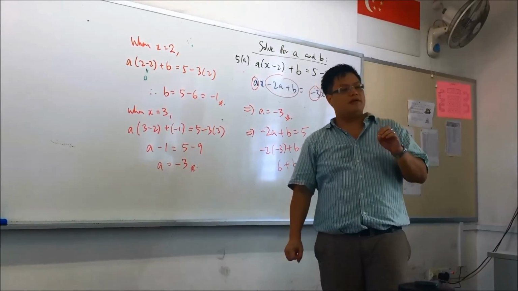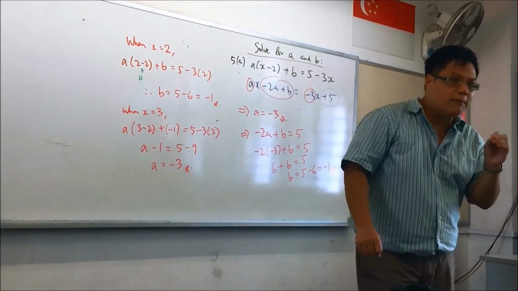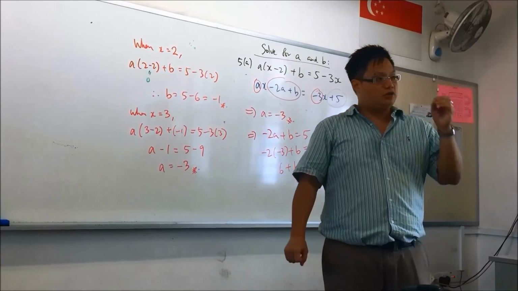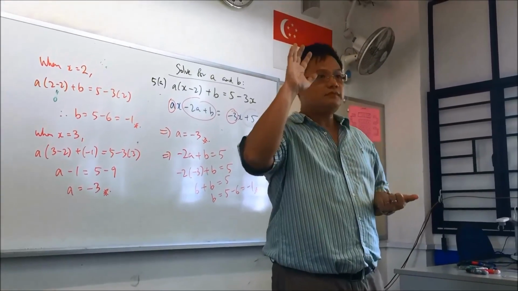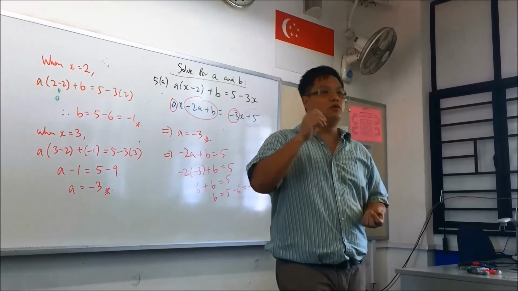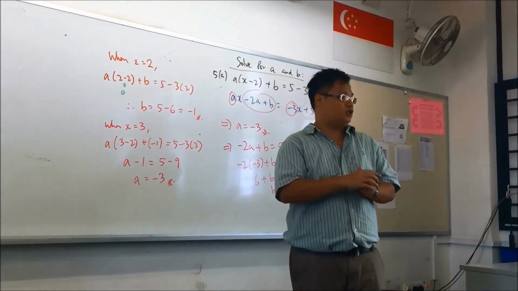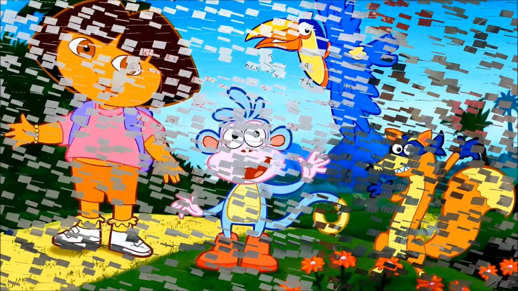So the trick about inspection is to use the appropriate value of x, such that you plug in to remove one of the unknowns to solve the other unknown. Okay? So your homework today, you go home and you try to solve questions. I want you to try the inspection approach.